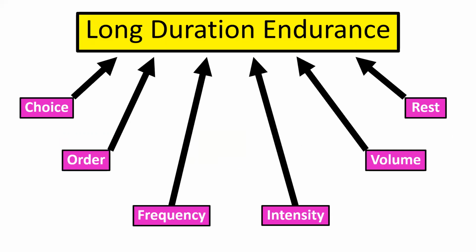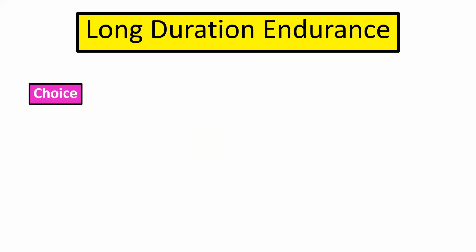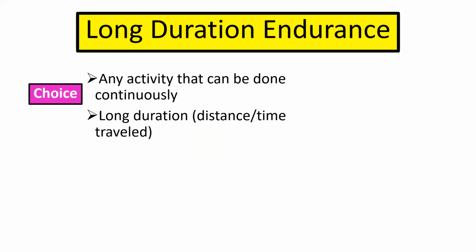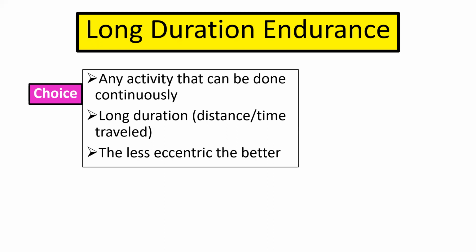And lastly, long duration endurance. We can plug in all of these variables. First of all, we have to choose an exercise choice that can be done continuously. So often it will be something like running, swimming, cycling, rowing, something that can be done for long durations continuously, and it's often going to be cyclical. So it's any continuous activity. Long durations, you'll use time, distance, less eccentric the better. That's how most of these are.